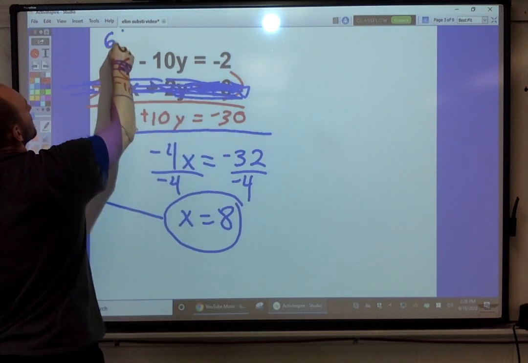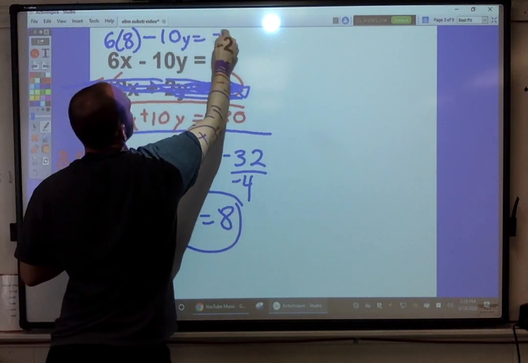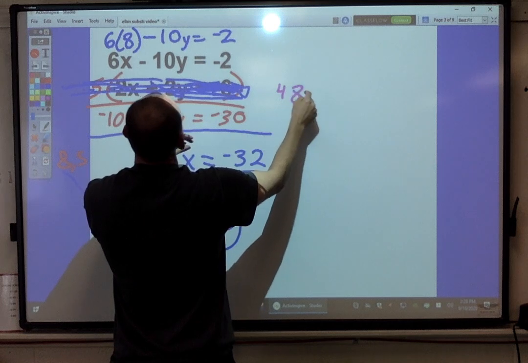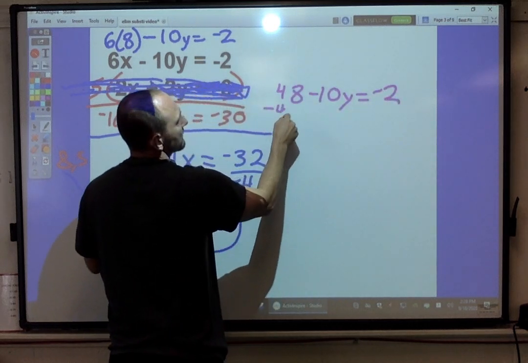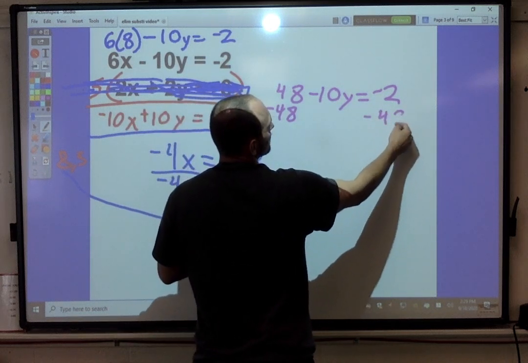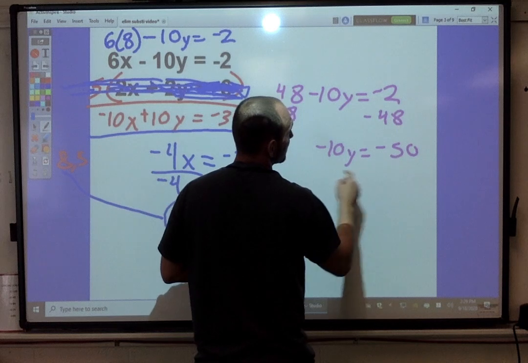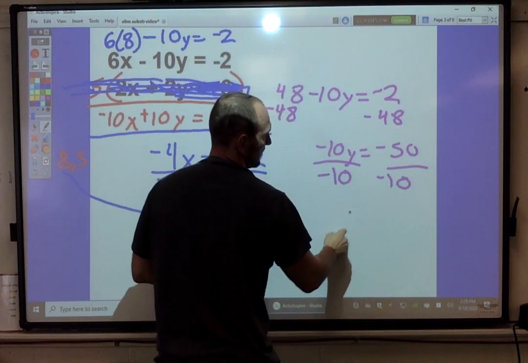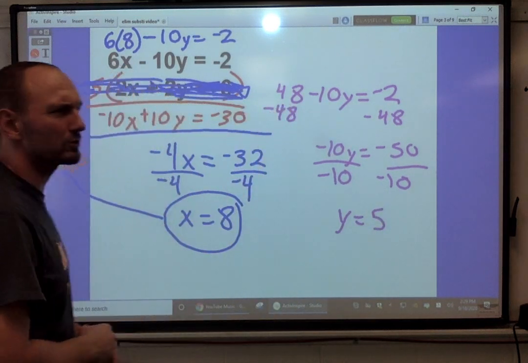So 6 times 8 minus 10y is negative 2. 48 minus 10y is negative 2. So subtract the constant. So negative 10y is equal to negative 50. I think we're getting the same answer. Y is 5. Nice. Yeah, we got the same answer.